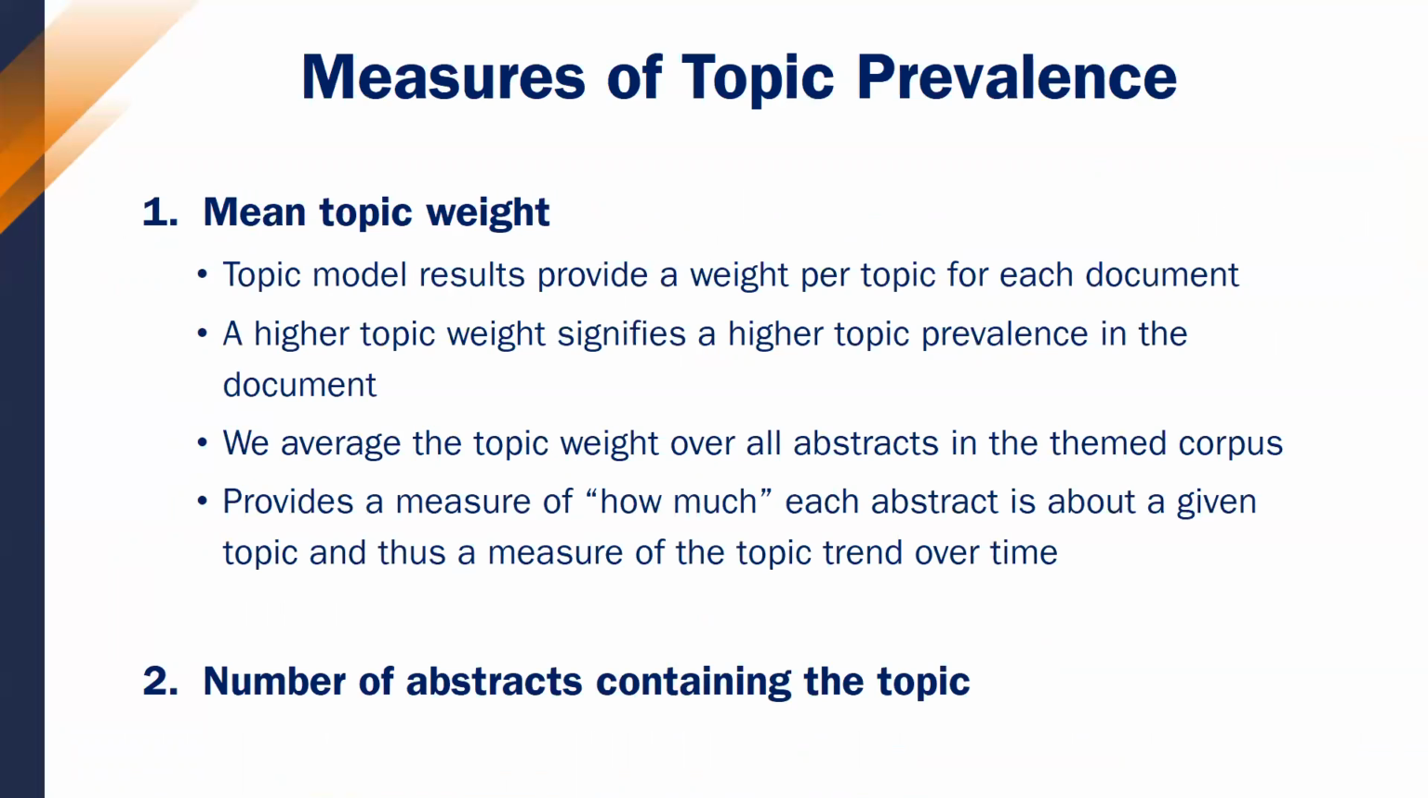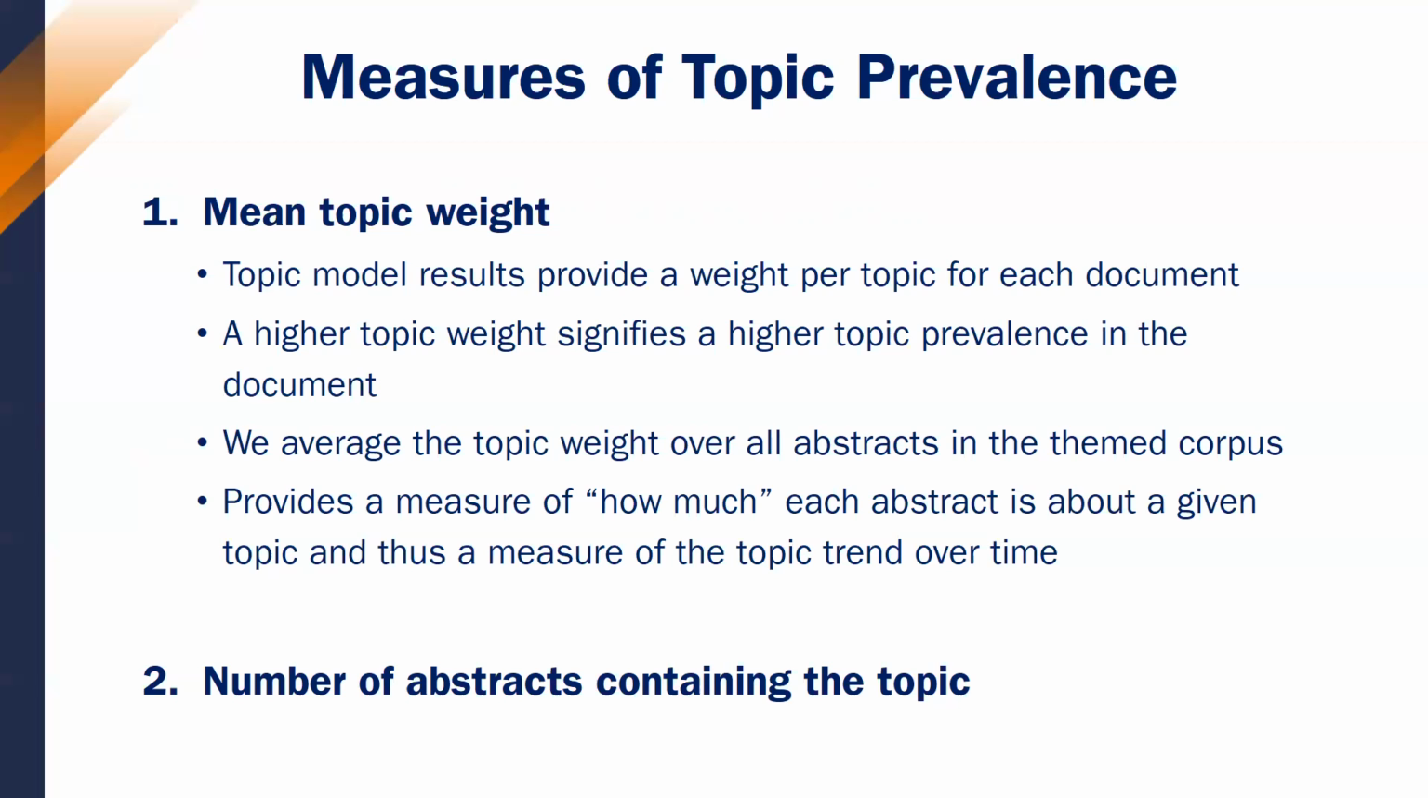So in our results, we're going to talk about two different measures of topic prevalence. The first being mean topic weight. When we run a topic model, part of the results that come back are a weight per topic for each document. A higher topic weight signifies a higher topic prevalence in the document.